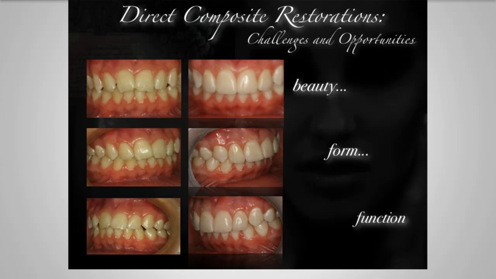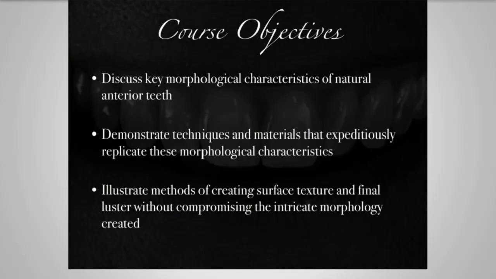So our course objectives are going to be, of course, to discuss the key morphological characteristics of natural anterior teeth. We're also going to demonstrate techniques and materials that will expeditiously create restorations. If you've attended any of my lectures in the past, you'll know I'm not one of these people that has the time or patience or inclination to spend hours on teeth. I'm going to be targeting certain morphological characteristics that I think are important, primarily for day-to-day dentistry, which I believe even somebody farther along the curve than I am might find beneficial, and you can certainly add to and become more intricate if you'd like.